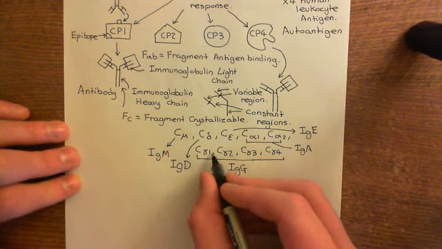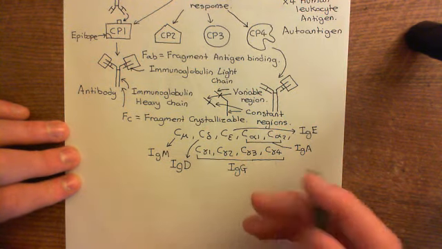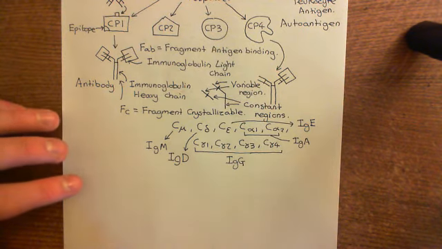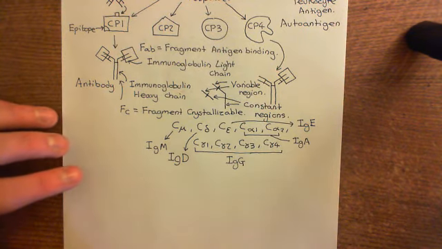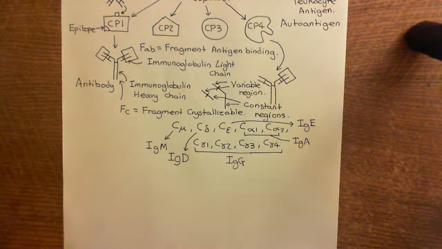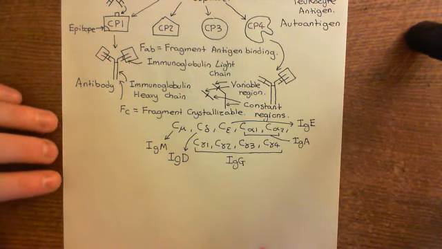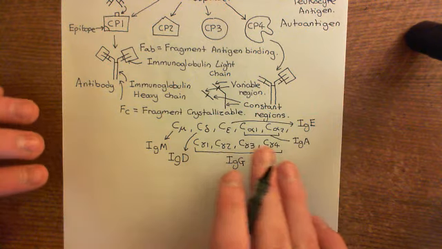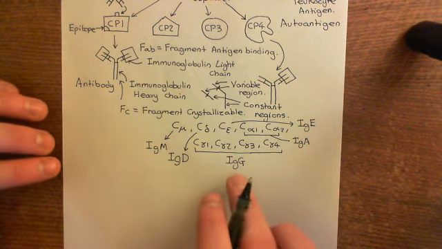So if you use the constant gamma 1, you might be referred to as an IgG1. Constant gamma 2, you might be referred to as an IgG2. Constant gamma 3, IgG3. Constant gamma 4, IgG4. So there are these 9 different constant regions of the immunoglobulin heavy chain, and which one you use will determine which immunoglobulin type you're deemed to be.